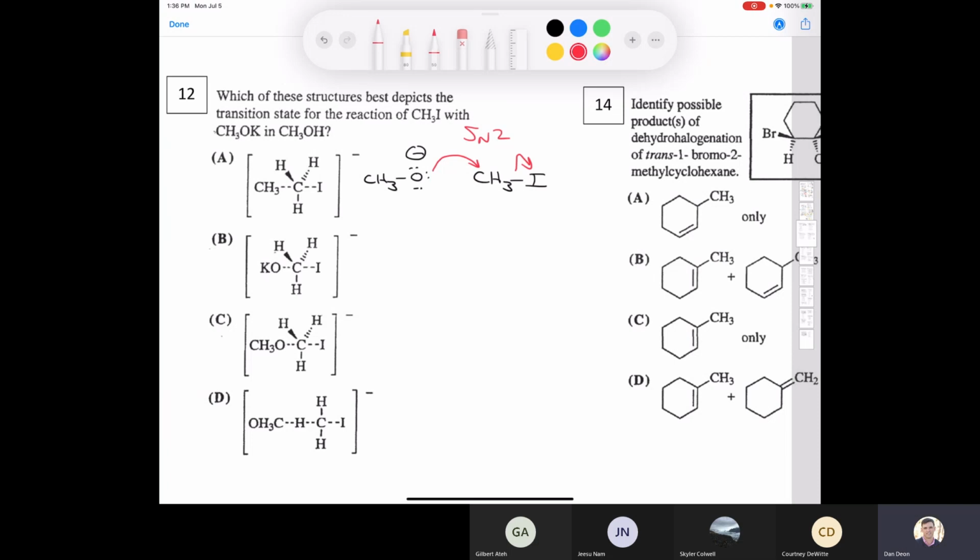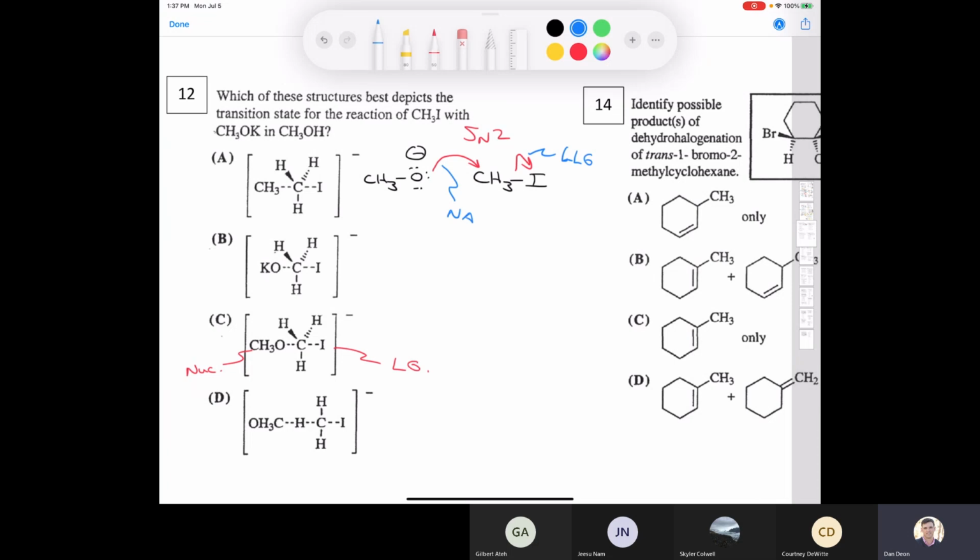Yeah, I agree. It would be C, because C shows the incoming nucleophile, right? And then the iodide is the leaving group, right? And what do we have happening? We have a nucleophilic attack, and we have a loss of a leaving group occurring here. And so that's definitely the best answer.